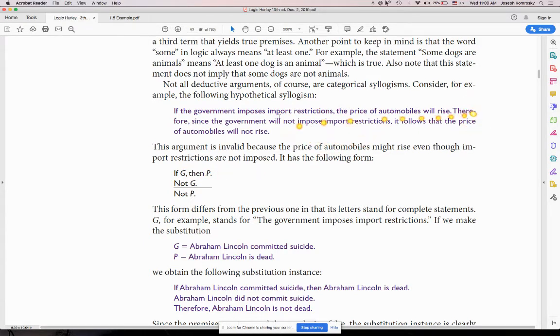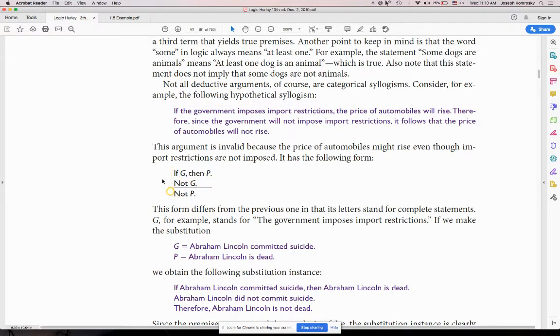Now this is tricky. It says therefore since. When he does this, therefore is telling you a conclusion's coming, right? Since tells you a premise is coming, and then you see a comma. So we say this whole thing is the premise, and then this is the conclusion. So if this is the premise, how do we symbolize it? He says the government will not impose import restrictions. Will not, so it's not G. Then we know this is the conclusion. Therefore, since, so the since is the premise, and then right here, it follows that the price of automobiles will not rise, so not P.